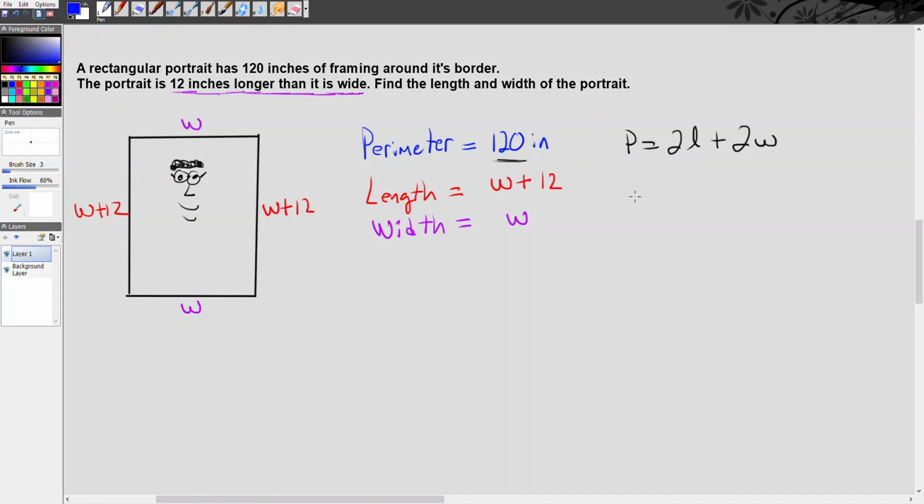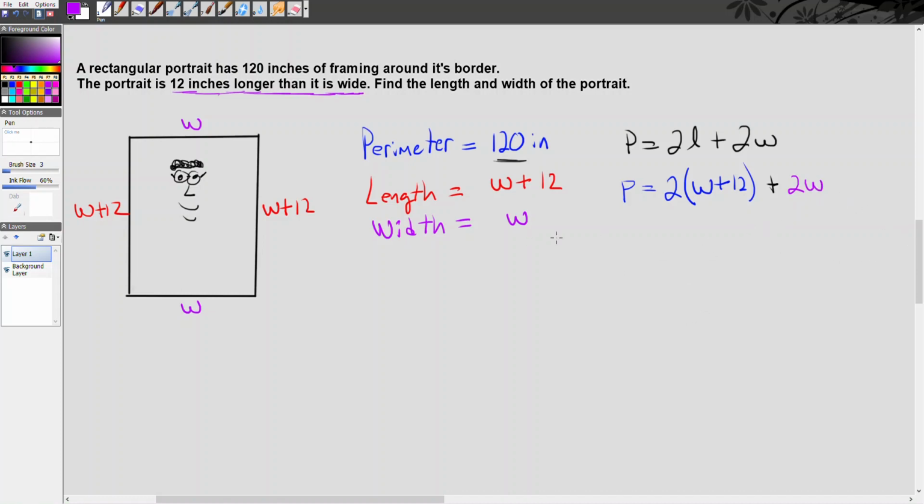So what's our length? So perimeter equals 2 times, what's my width? My width is, my length, sorry. My length is W plus 12. So 2 times, parentheses, W plus 12. And there's my distributive property right there. Now I have plus 2 times the width. So 2 times, and what's my width? My width is just W. So basically this stays like this, 2 times W.